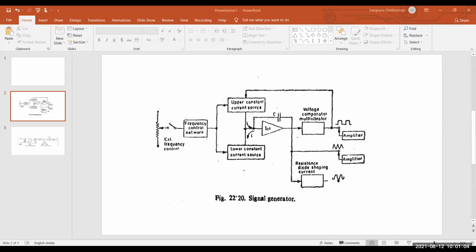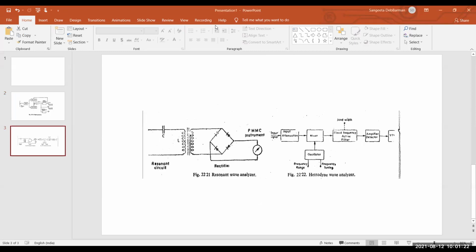Yes. So this is the signal generator part. Here the integrated output is given to the voltage comparator multivibrator, and their output is then given to the amplifier as a square wave, as a triangular wave, and as a sine wave. Now next we are moving to the wave analyzer part. Let us do that.